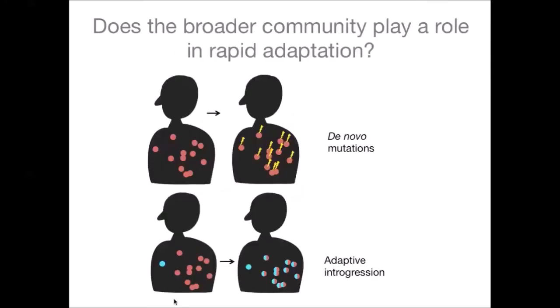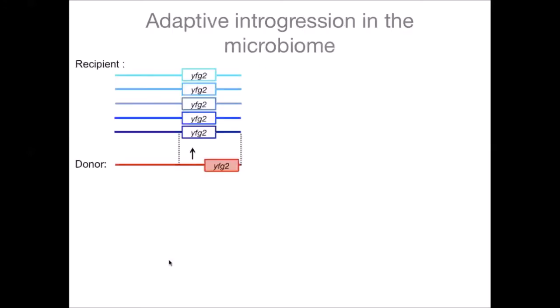So one of the questions we wanted to ask was, does the broader community play a role in the rapid adaptation? We are, after all, studying these evolutionary changes in the context of this complex community. And to investigate that, we asked, well, are de novo mutations more commonly the mechanism of evolution, or is it via adaptive introgression or recombination-seeded sweeps? When I say adaptive introgression, I mean you have a donor that gives a chunk of its DNA to the recipient and then swaps out that gene.